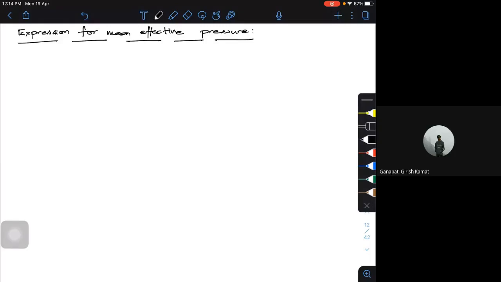So already we have defined what is mean effective pressure. The mean effective pressure is a ratio of work done to your stroke volume. So the definition remains the same. So what is this work done? Already we got that W is nothing but Q_H minus Q_L, the heat input minus the heat output.